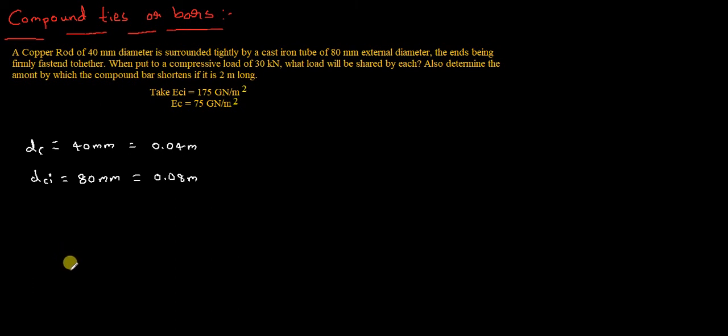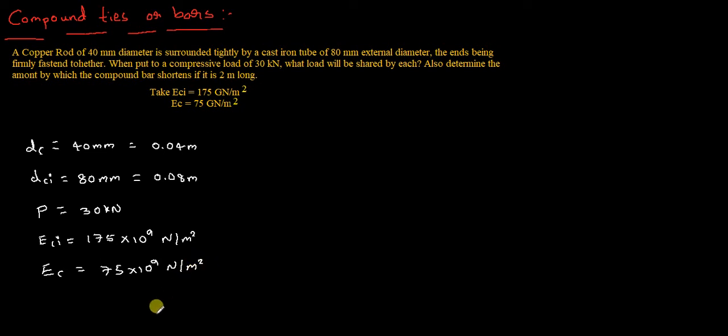The next one is the compressive load. What is the load? The total load is given as P is equal to 30 kilonewtons. Next, the E values are given, that is the Young's modulus value. E cast iron is equal to 175 into giga, meaning we can write it as 10 power 9 newton per meter square. Similarly, the Young's modulus value of copper is equal to 75 gigapascals, meaning into 10 power 9 newton per meter square. So these are the values given.